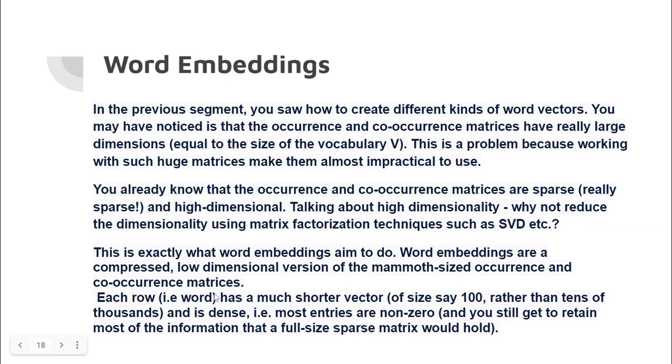Suppose each row has a size of around 100 rather than 10,000. It is better to reduce it to hundreds. Word embeddings would not reduce the entire matrix to the smallest possible matrix. Instead, if we have 1,000 rows, it will come down to 100 rows. A size of 100 is much better compared to 1,000. That is what we try to do in word embeddings.